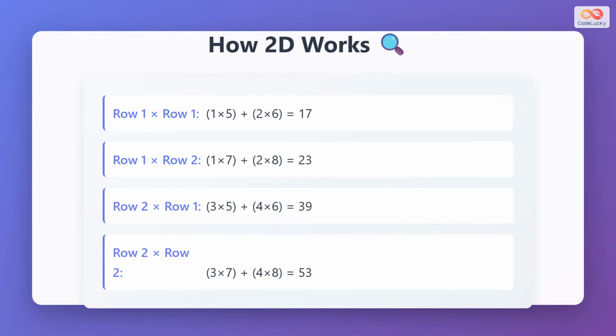For two-dimensional arrays, the function computes the inner product between each pair of rows. Row 1 of A with row 1 of B gives 17. Row 1 of A with row 2 of B gives 23. Row 2 of A with row 1 of B gives 39. And row 2 of A with row 2 of B gives 53.